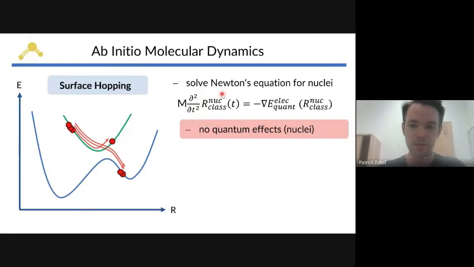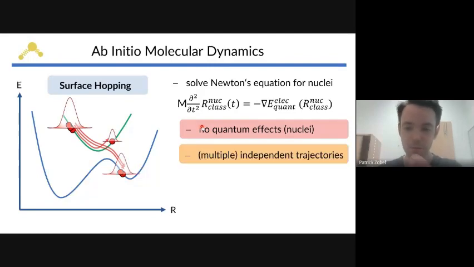Because you simulate the nuclei classically, of course, you don't really have any inherent quantum effects. Some methods try to introduce ad hoc corrections, but I'm just going to say there are no quantum effects. And what you have to do is simulate not only one dynamics now, but several different independent trajectories that can go different ways to, in the end, mimic what a quantum wave packet could be doing. For example, it could split when electronic potentials come close together.